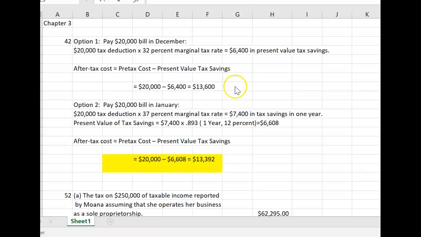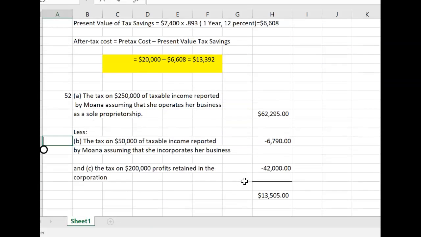So it would be in Reese's best interest to pay that in the subsequent year in January in option 2, because she would save $208.